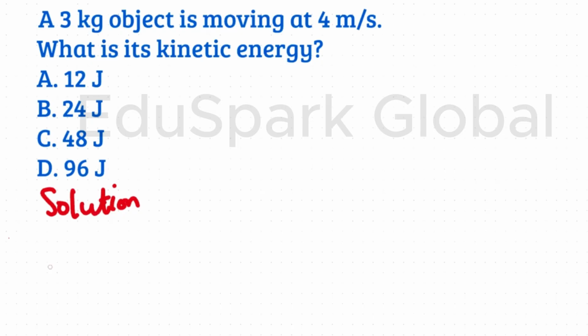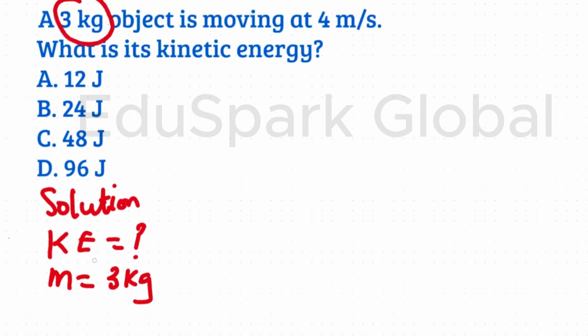So in this question, we are expected to calculate the kinetic energy. So KE, which is kinetic energy, is unknown. From the question, the mass m equals 3 kg. If you look at it, it says a 3 kg, so that is the mass. And the velocity is 4 meters per second, because we were told that it was moving at 4 meters per second.